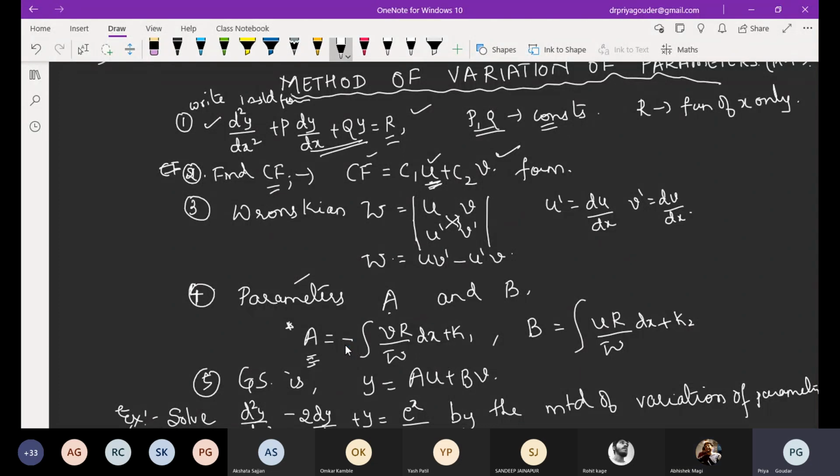V you are aware, take it. W is the quantity you have found. Okay, substitute, simplify, integrate. These are called parameters, which is why this method is called variation of parameters. Then the general solution depends on the parameters. It is not CF and PI because we have not found PI separately. It should be written as AU plus BV.